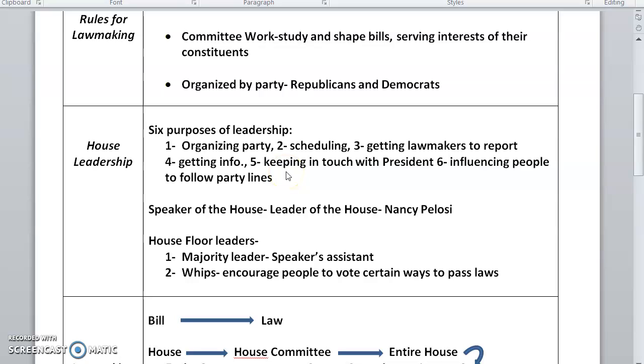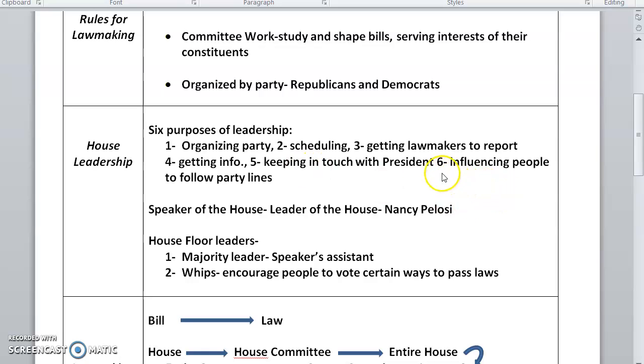5. What's the president think about this bill? Is he on board? Is he not on board? Keeping in touch with the president, especially right now, the Republican Party. And when we flip to our president-elect Biden, it will be the Democrat Party who will constantly be talking with the president and seeing what he feels, what he wants as far as this bill is concerned.